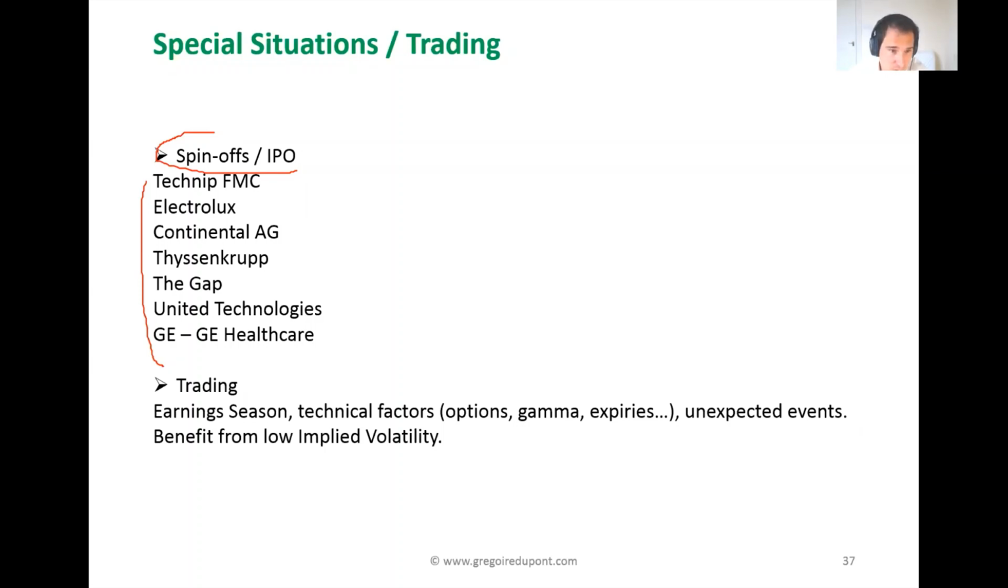So finally, we have the trading, and I think it comes back to my experience as both a trader and a portfolio manager. Next week, you have the earnings season kicking off. You get technical factors that are more and more important for the market, as I said, through options, gamma, expiries, and you have unexpected events. Those ones, obviously, you can't predict them. You need to be ready, and you need to be ready through a strong risk management and a strong setup. Finally, you can benefit from this low implied volatility if you want to have exposure. If you want to build a book these days, actually the cost of insuring this book is very low.